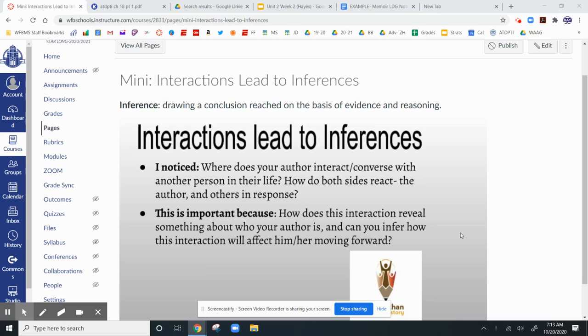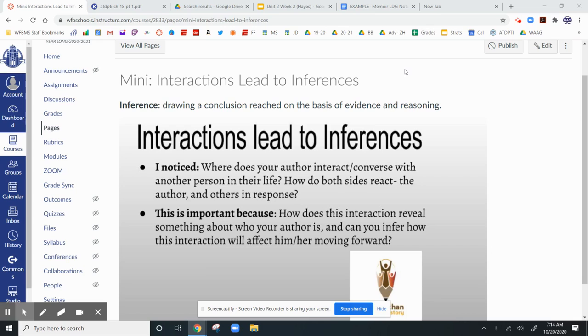Our mini lesson video today is focused on how interactions or conversations between two characters can lead to making inferences. An inference is a conclusion you draw as a reader based on evidence and reasoning. A lot of you have already reflected on some interactions throughout your memoir, hopefully between your memoir author and an important side character. We're going to take it one step further and make sure we have a really strong inference, or educated guess, about what's going to happen next, also included in our chart.